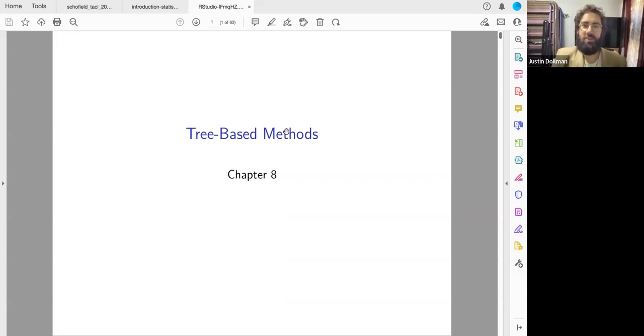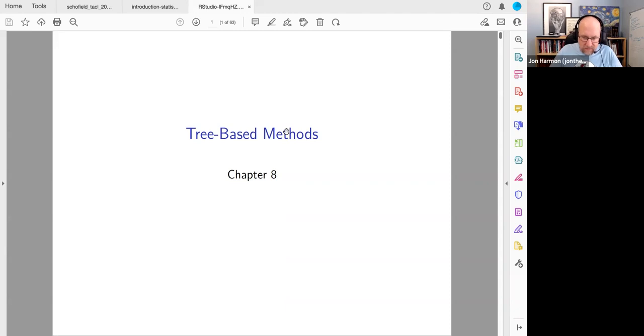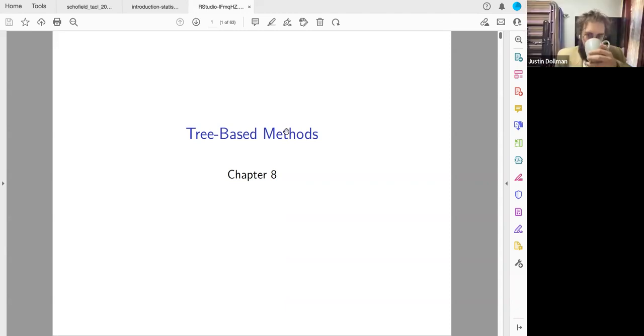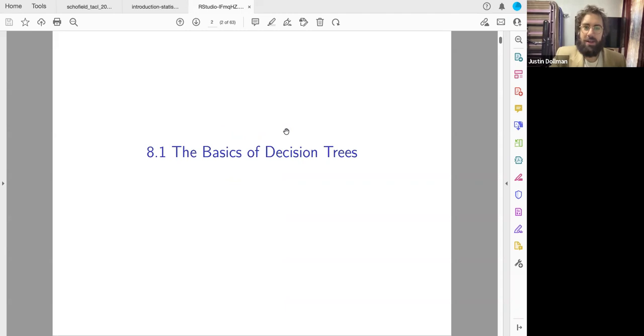Without further ado, tree-based methods, that's chapter 8. We're starting that today, and we will not finish that today. The first section is the basics of decision trees, and I think it's a really good section for getting the fundamental ideas of decision trees, even if in practice people don't use these kinds of decision trees.